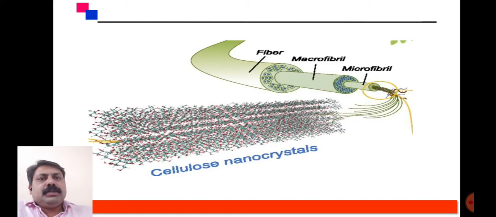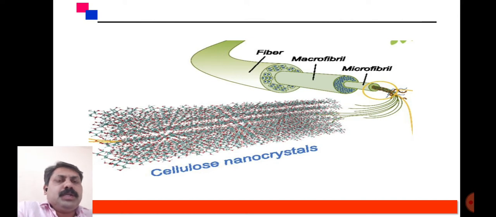Now this structure is made by cellulose, and these cellulose molecules are mostly made of glucose monomers. So in detail, if we observe the ultrastructure of the cell wall, it contains basically fibrils. These fibrils contain macrofibrils, and the macrofibrils contain microfibrils. These microfibrils are made up of several cellulose molecules.